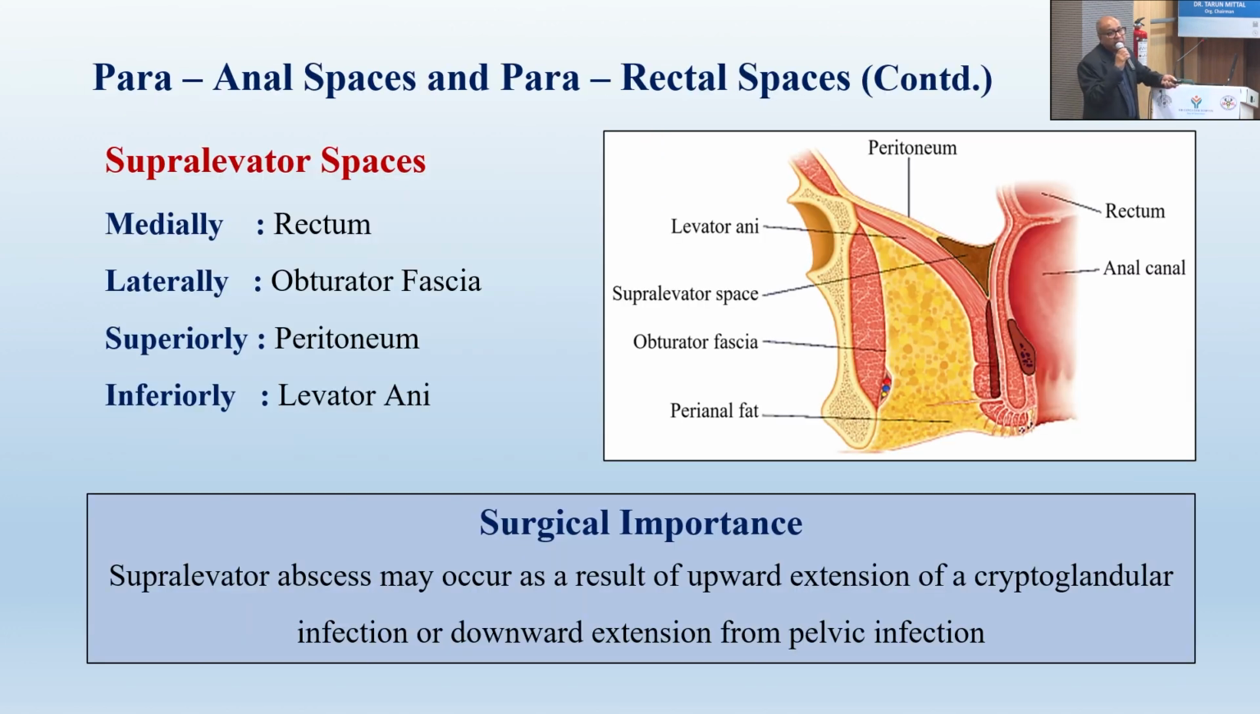Supralevator space, as the name indicates, is above the levators. Now we know the pubococcygeus has three parts: puborectalis, pubovaginalis, and pubourethralis. So this is the puborectalis, this is the peritoneum, and this is the supralevator space which we get over there. What the importance is, and how the abscesses are formed, we will come to later.